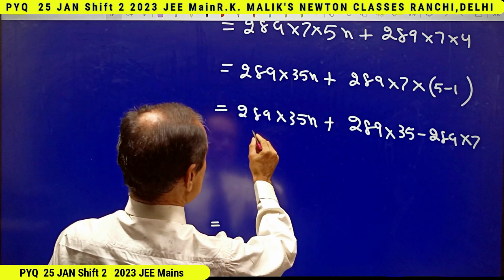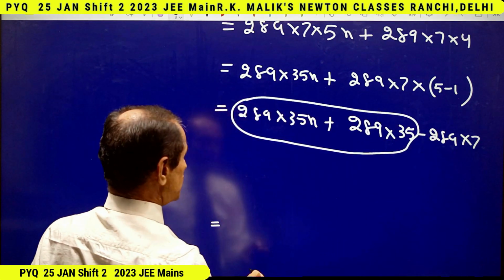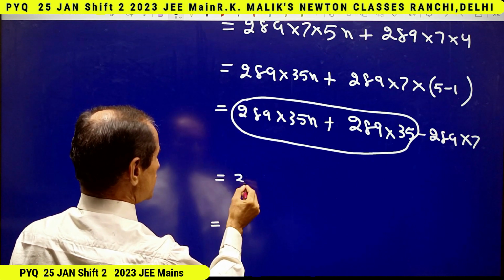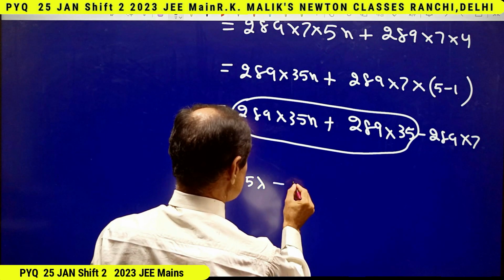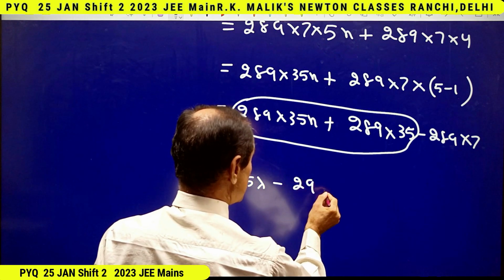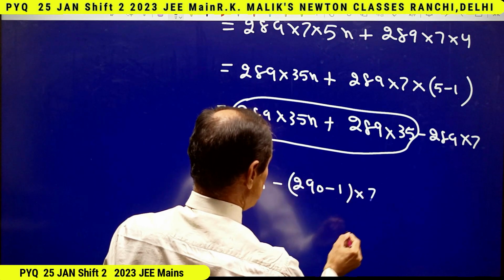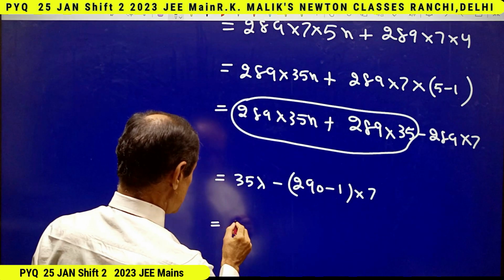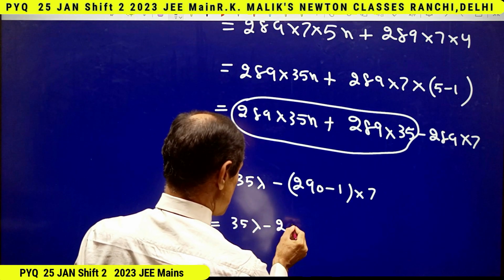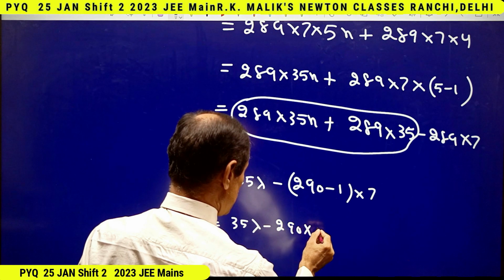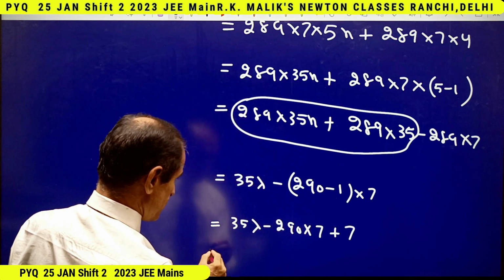That is, you can see very easily from this I can take 35 common. I can write it as 35 lambda minus 290 minus 1 into 7. That is 35 lambda minus 290 into 7 plus 7.